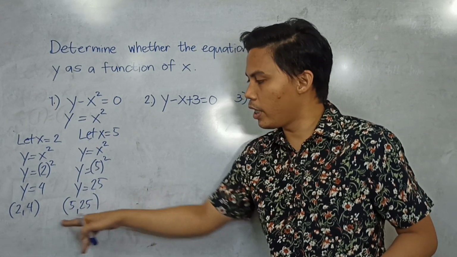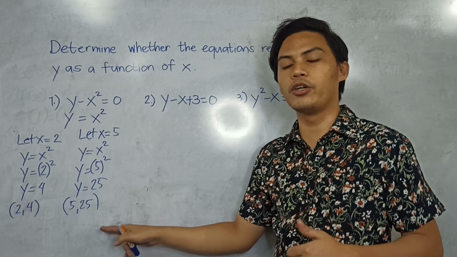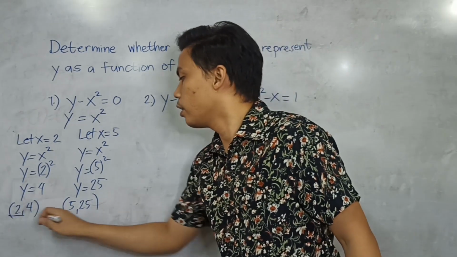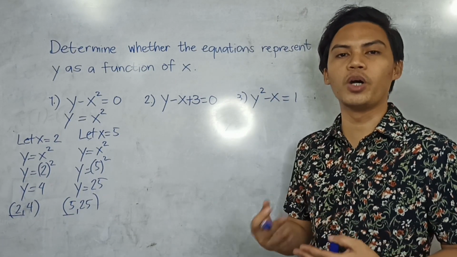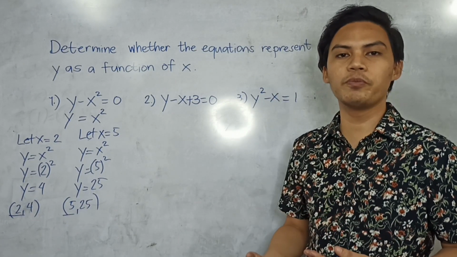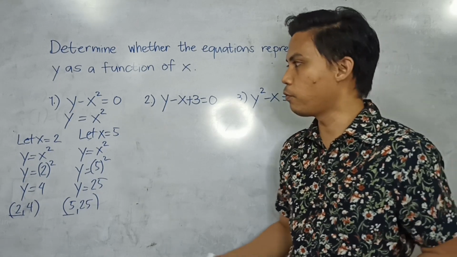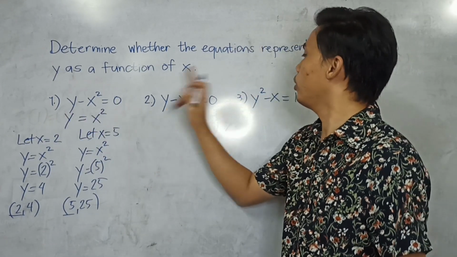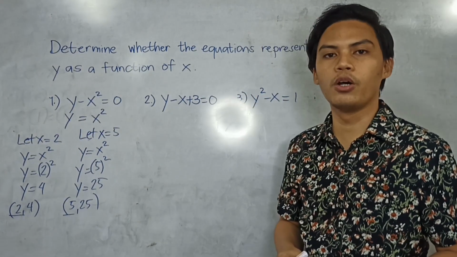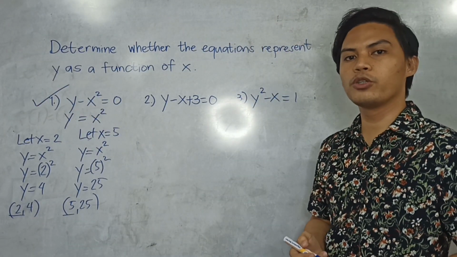So, kung papansinin natin yung dalawang ordered pairs, yung first coordinate nila or yung x coordinate nila ay hindi magkaparehas. Ay going back to our method 1, which ay yung examining the ordered pair, dapat walang x coordinate na magkaparehas. Therefore, number 1, or the first equation, represent y as a function of x. Okay? How about number 2?